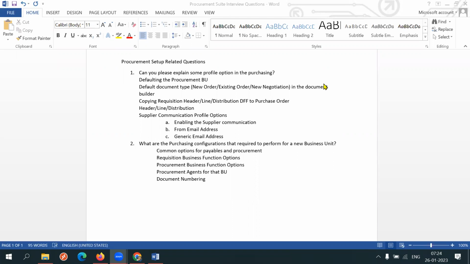Anything else that we configure at the BU level? For approvals, it depends on the rules. If you are able to explain in that way: approvals we may need to configure in case we have used the business unit in the conditions, or are required to use the business unit in the conditions. Like that you can explain.